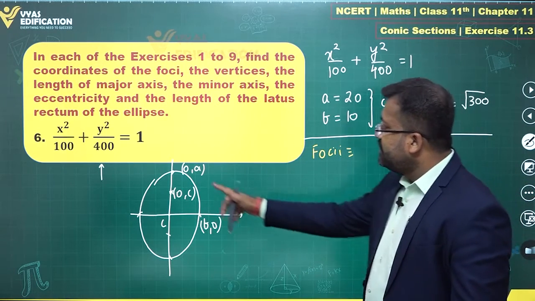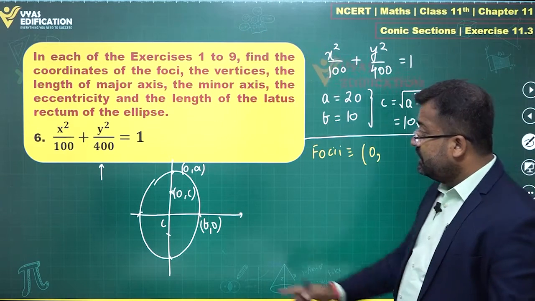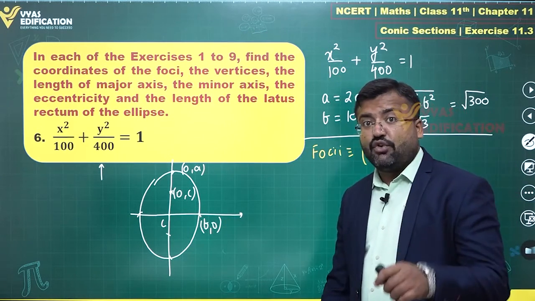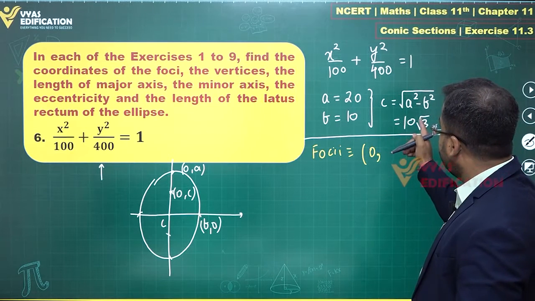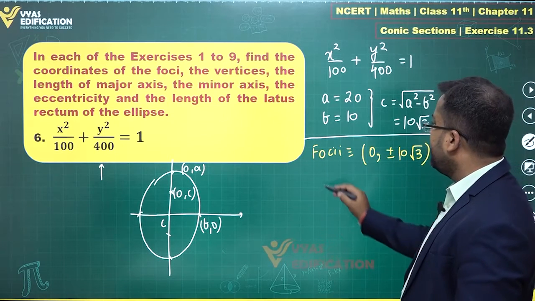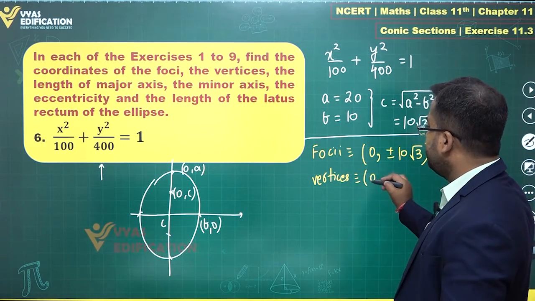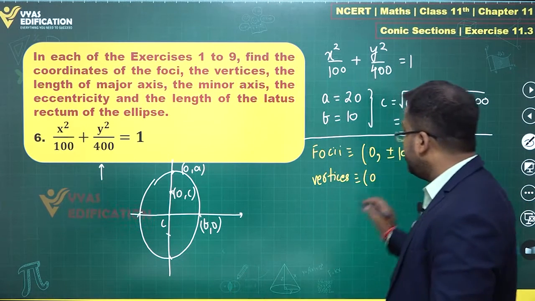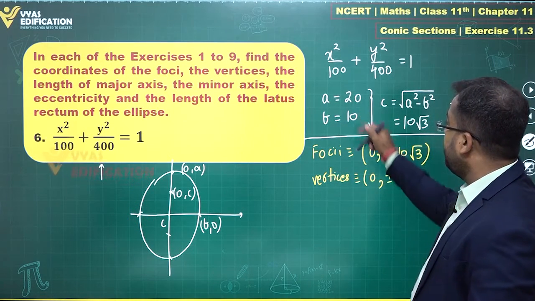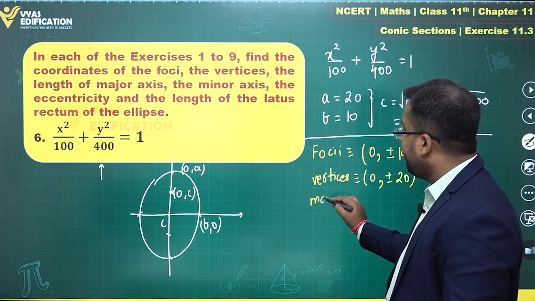Foci will be 0 comma a, 0 comma minus a, which will be 0 comma c, 0 comma minus c, foci, right? 0 comma c and 0 comma minus c, which will be 0 comma plus minus c, which is 10 root 3. Vertices will be 0 comma a, 0 comma minus a, 0 comma plus minus a, which is plus minus 20. That's what you have.